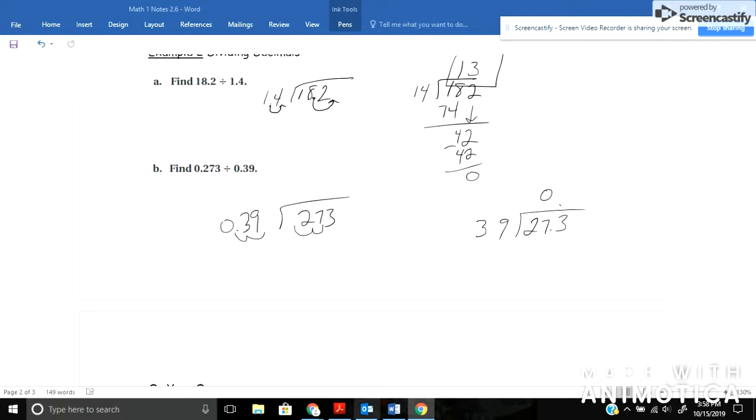Okay, sorry, I got cut off, but I think I left off with saying if we round 39 to 40, and 40 goes into 270, well, 40 times 7 would give me 280, which is close, so I'll try 7. So 39 times 7, let's see, 63, carry my 6, 21 plus 6, 27, perfect. It's 273, so there'd be nothing left. So 0.7 or 7/10 will be my answer.